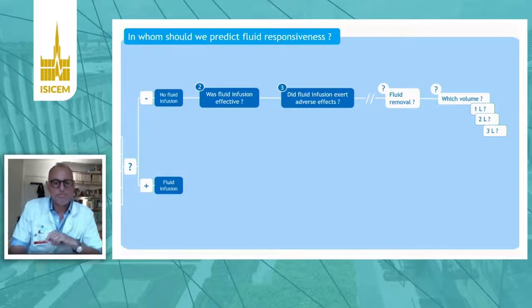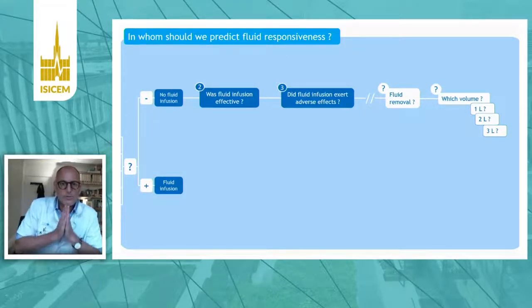But here the question is very practical. Which volume should we remove with diuretics or with ultrafiltration? 1, 2, 3 liters or more? And that practical question is important because we want to achieve the best fluid status rapidly, but we do not want to remove too much fluid or to remove fluid too fast, to induce hypotension with diuretics or hemofiltration, for instance. Agree with me, this is a daily question.